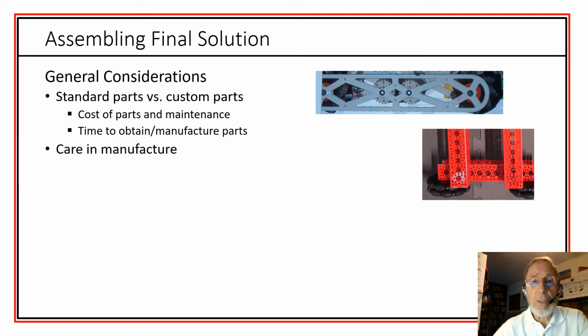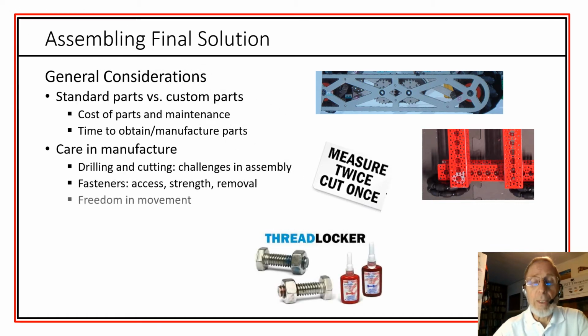We also need to take real care in the way that we manufacture or assemble this final solution. We're often drilling and cutting, and if we have errors in what we're doing, this is going to cause some real challenges in our assembly process. The old adage of measuring twice, cutting once is so crucial here. Make sure that we've done it right so that it will assemble properly.